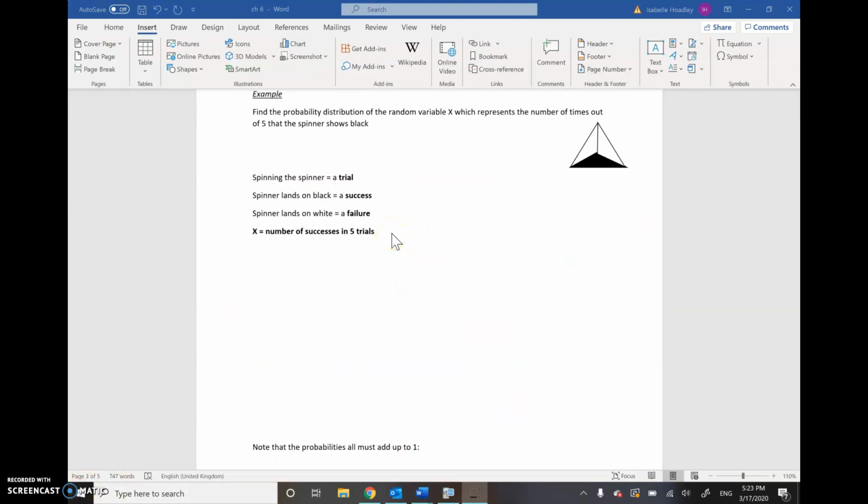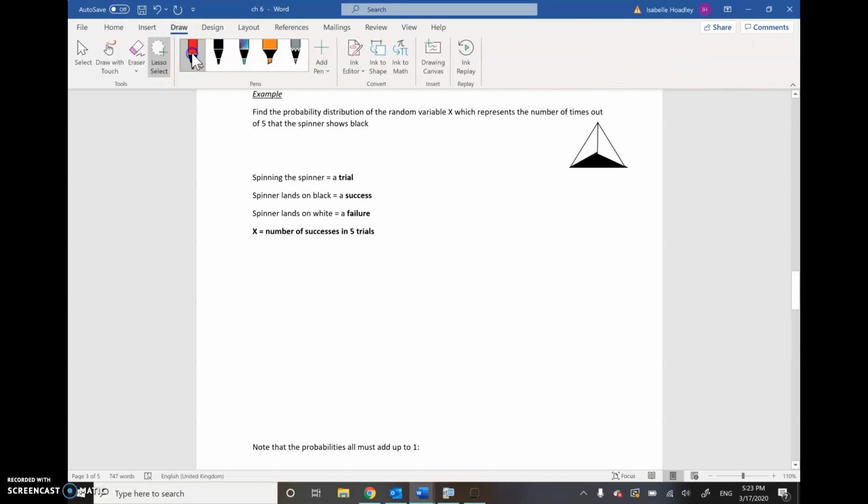Okay, so we want to find the probability distribution of the random variable x, which represents the number of times out of 5 that the spinner shows black. If it lands on black, that's a success. If it lands on white, that's a failure. So we're going to draw up our probability distribution table. I'm just going to draw it up here.